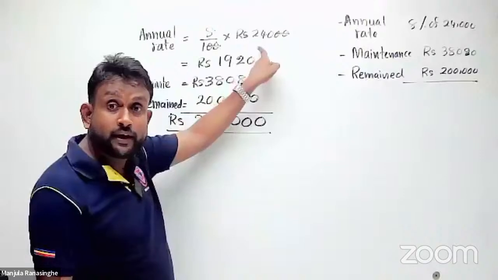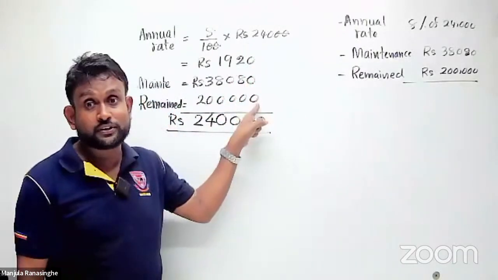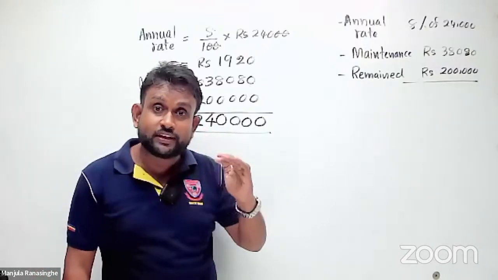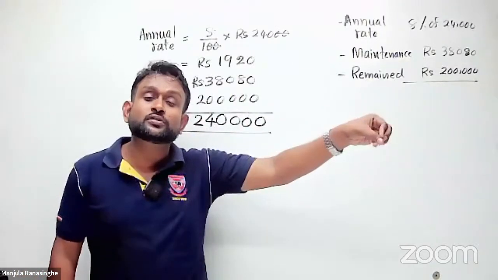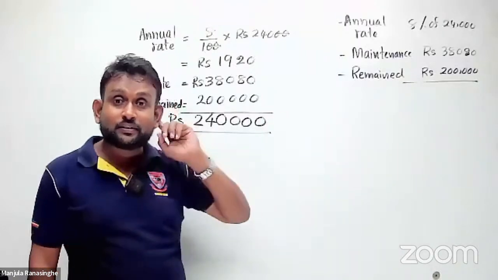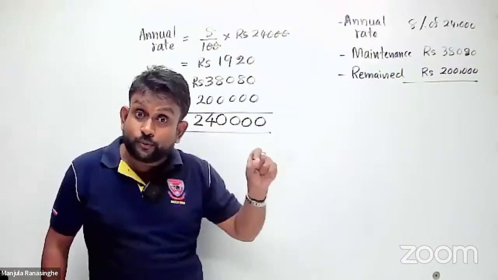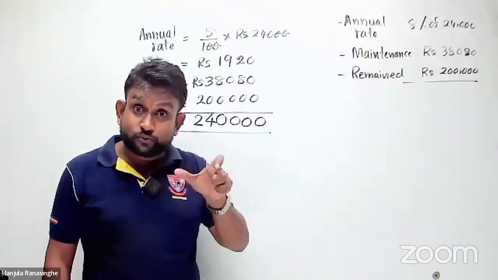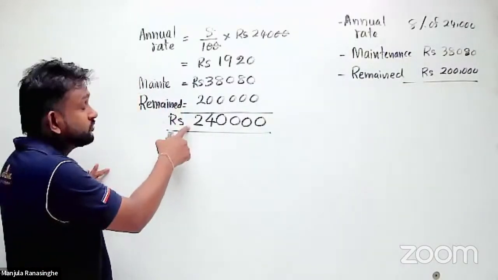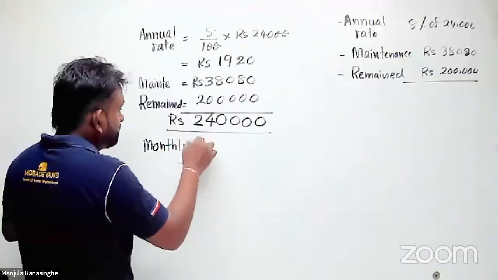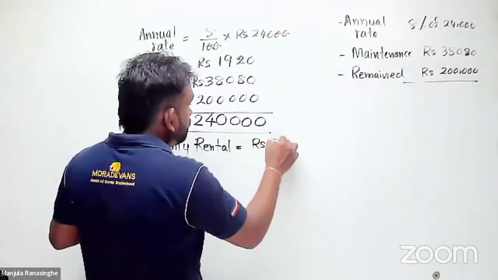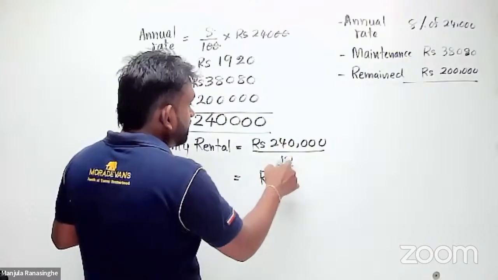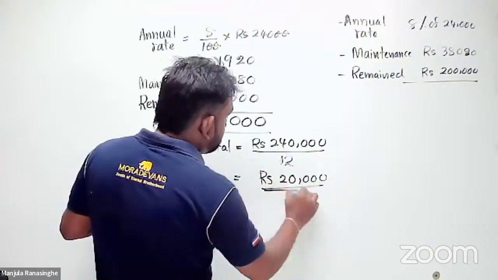Why? He spent this much on the annual rate, he spent on maintenance, and the balance was 200,000. So he had a total of 240,000 annually. How did he get this money? By renting the house to a certain person. So this is the annual income through the annual rental. They ask for the monthly rental, and we know a year has 12 months, so we can divide by 12. Monthly rental is rupees 240,000 divided by 12, that is rupees 20,000, the monthly rental.